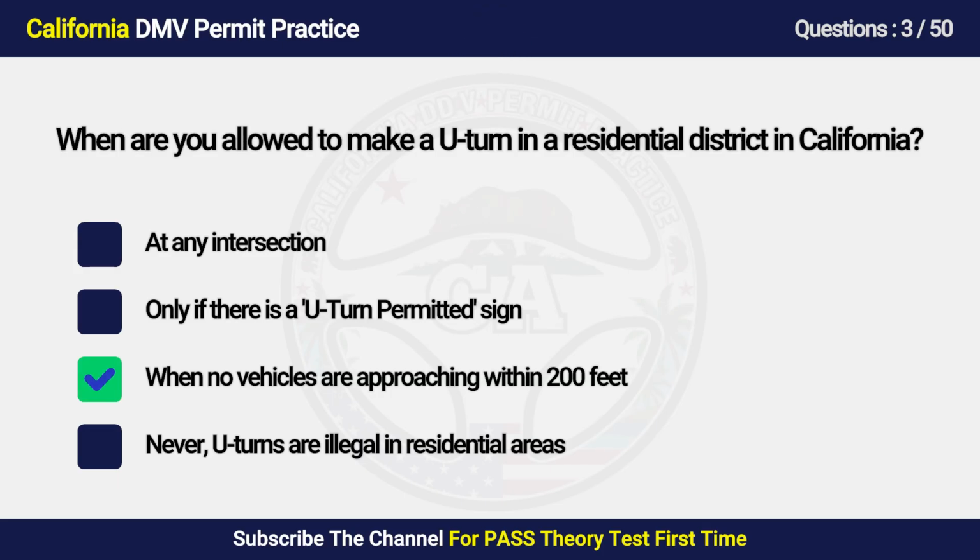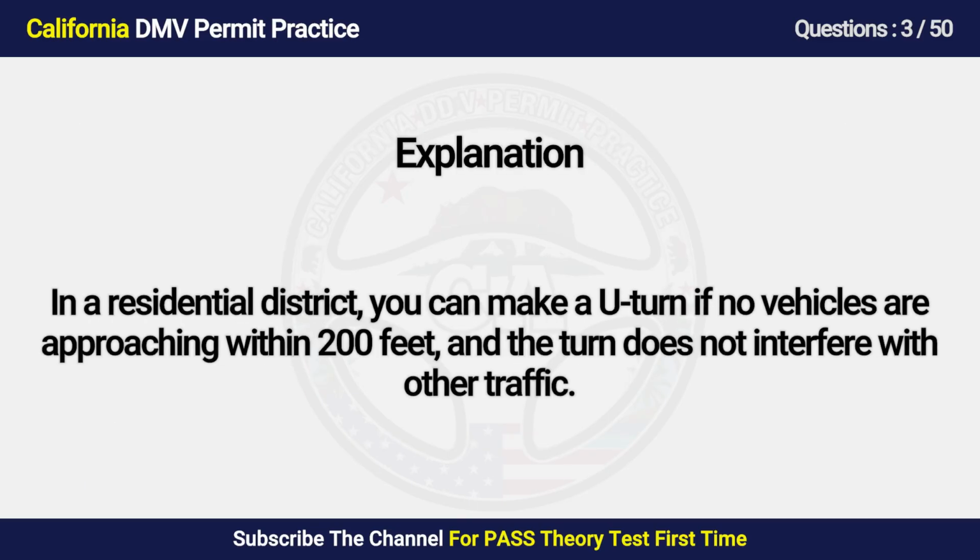Answer is C. When no vehicles are approaching within 200 feet. In a residential district, you can make a U-turn if no vehicles are approaching within 200 feet, and the turn does not interfere with other traffic.